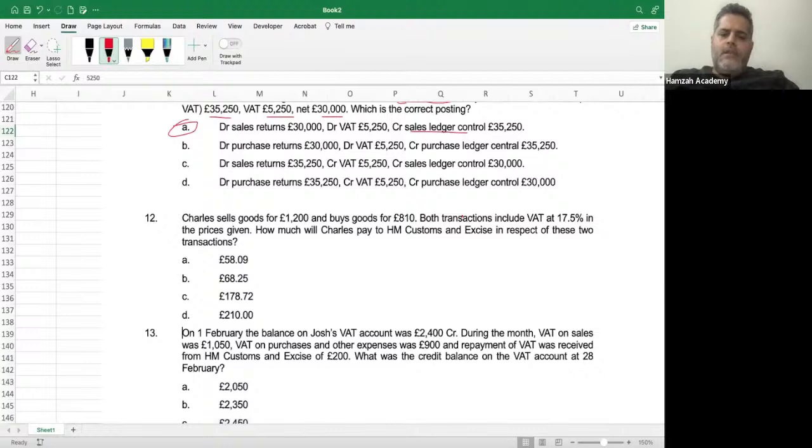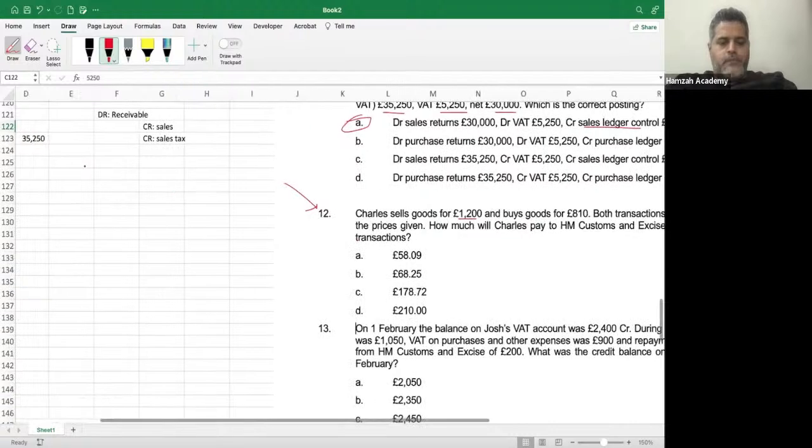And then we have this one, 12th. Charles sells goods 1200 and buys goods 810. Both transactions include VAT at 17.5%. How much will Charles pay to HMRC in respect of these two transactions? So now one is a sale and one is a purchase. Now let me just show you.